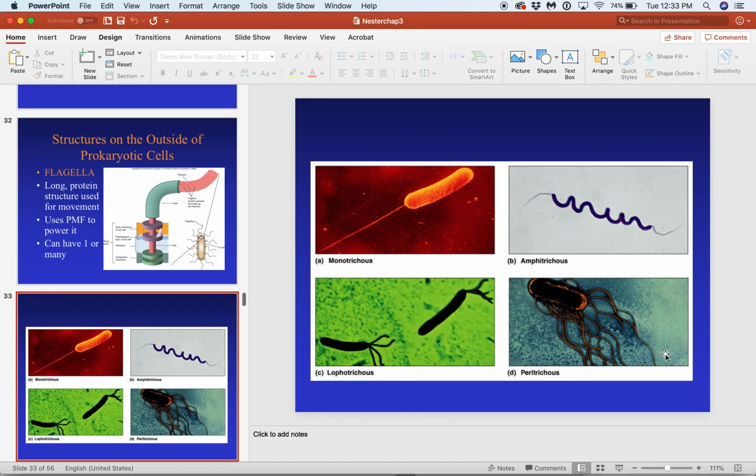Here are some examples. Here we go, monotrichous, the long one right there. This one cracks me up, it's like a fusilli pasta spirochete with one on each end. This is E. coli right here with several flagella. These ones on the end like this, it looks like a hydra or something, but it's not. Those are just flagella.